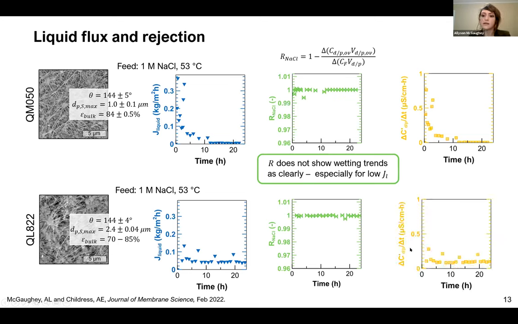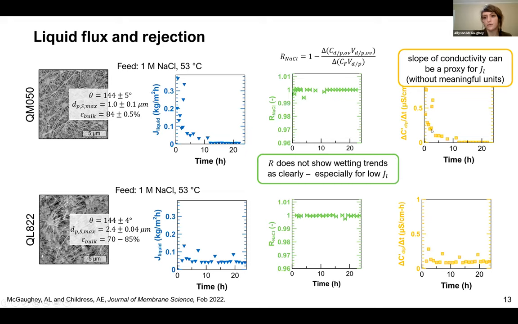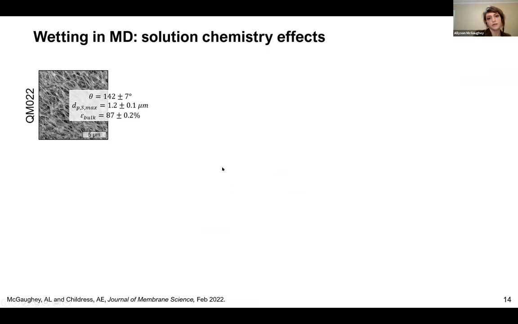And also, we can note that if we look at the slope of the conductivity of our distillate permeate stream, the trend is, in both cases, virtually identical to liquid flux. So slope of conductivity can be a proxy for liquid flux, but without these meaningful units, so we can't understand wetting rates quantitatively or compared to vapor flux.